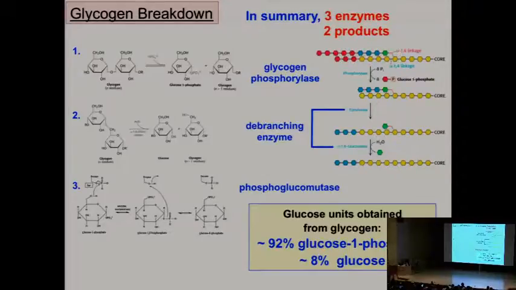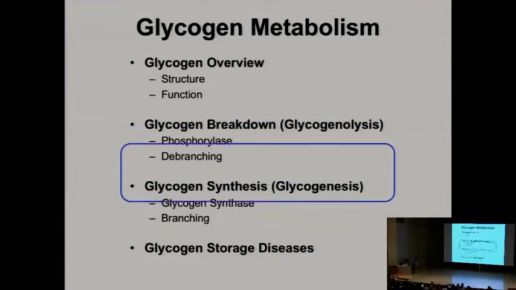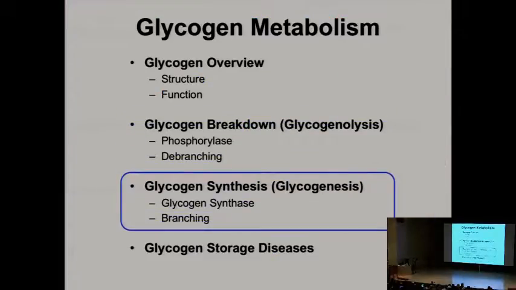Hopefully these numbers make sense to you based on all of the ratios of glycogen that we just talked about. And I will reiterate one more time that the free glucose has to be phosphorylated in order to be used. So that is glycogen breakdown. Now we'll talk about glycogen synthesis, otherwise known as glycogenesis.